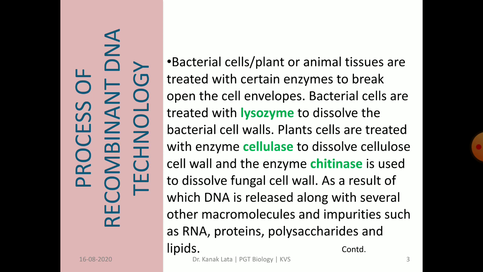During this process, bacterial cells are treated with the enzyme lysozyme to dissolve the bacterial cell walls. Plant cells are treated with the enzyme cellulase to dissolve the cellulose cell wall, and the enzyme chitinase is used to dissolve the fungal cell wall, as the cell wall of fungus is made up of chitin. So here different enzymes are used to dissolve their cell walls.